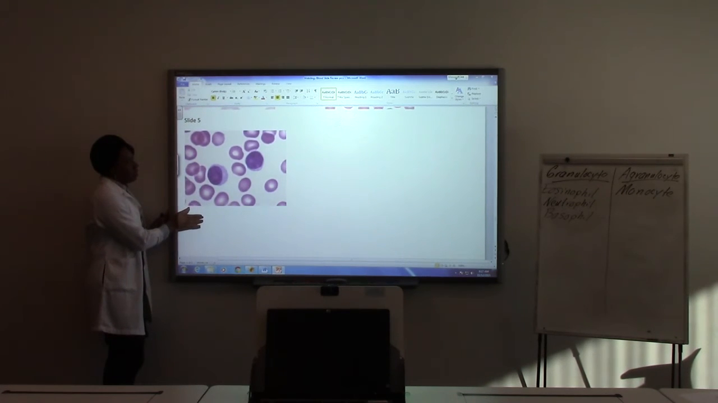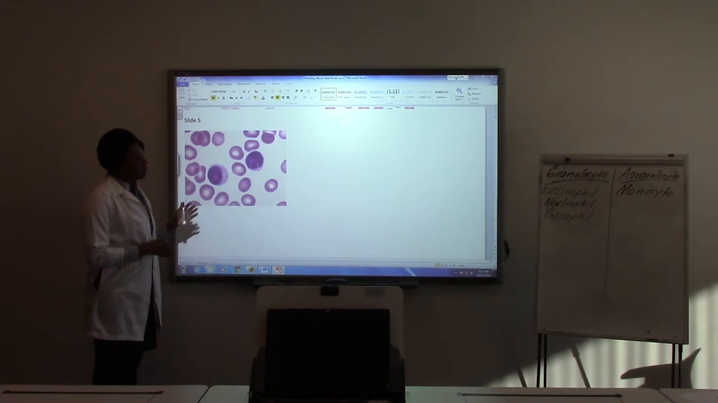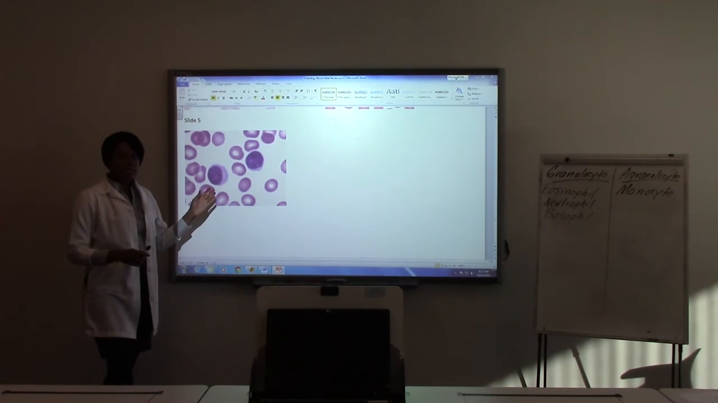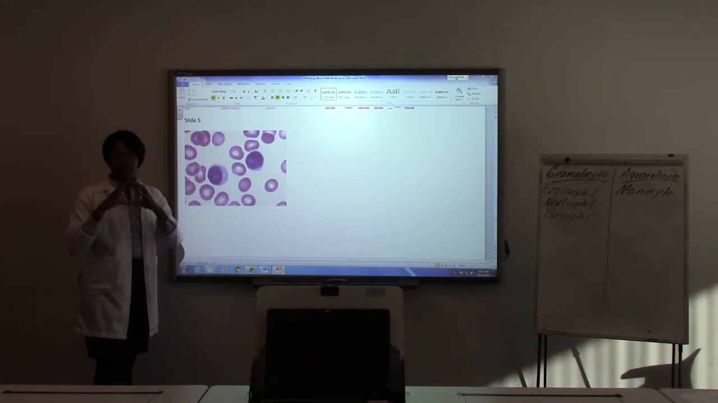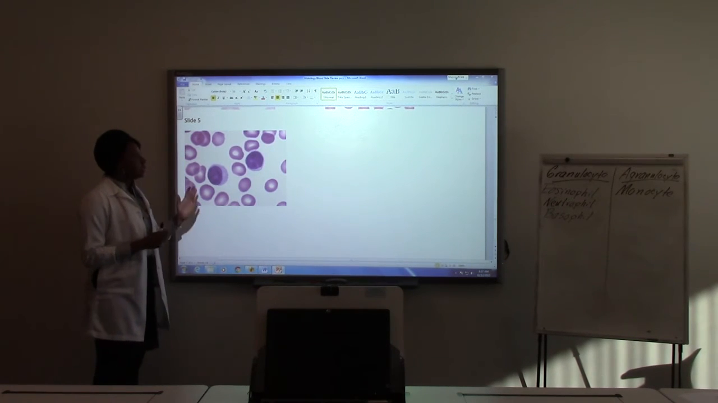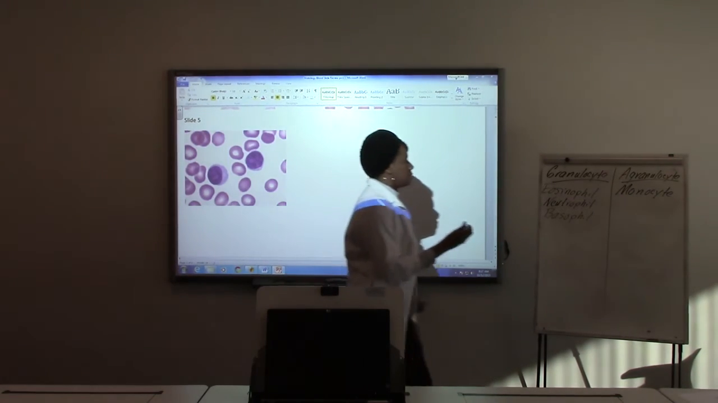Okay. Now, the very last one here, I know we all know what it is by default. However, let's just still describe the cell. When you look at this cell, the nucleus takes up most of the cell. Okay, then you see very little cytoplasm surrounding it. This is agranulated, so there are no granulars in the cytoplasm. And we all know that this is a lymphocyte.